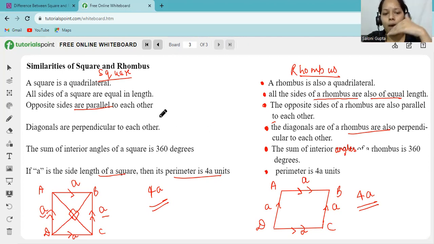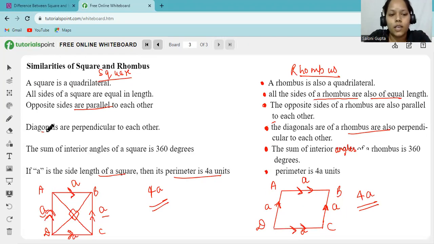Then opposite sides are parallel to each other. Okay, so this you can see. They are parallel to each other. And in case of rhombus also, opposite sides are parallel to each other. Right, so this is parallel to this and this AD is parallel to BC.